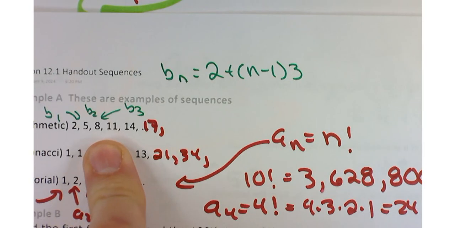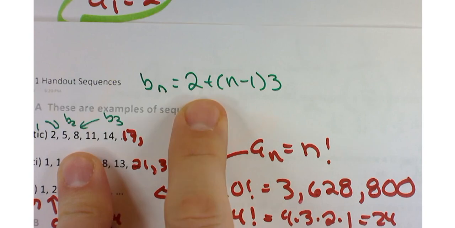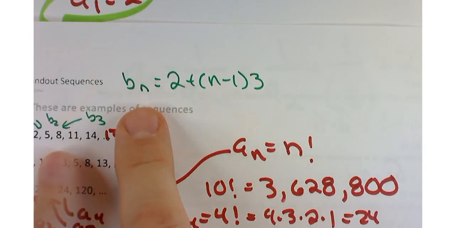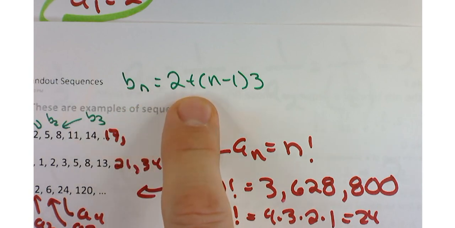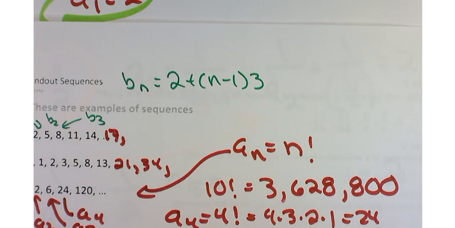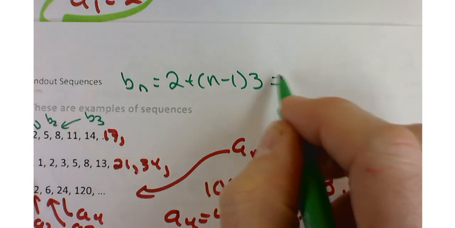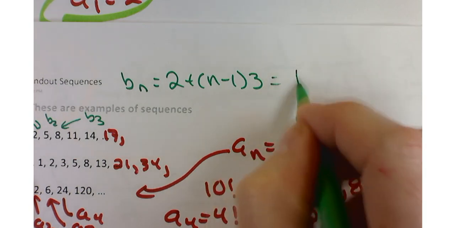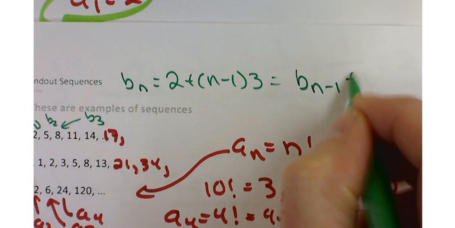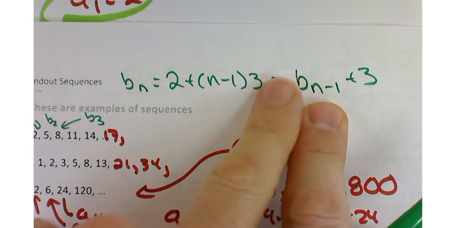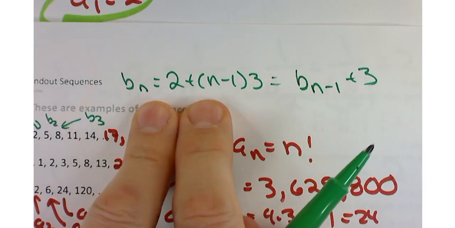You could actually write your arithmetic sequence. I wrote it like this. This is an explicit formula. If I wanted b sub 1,000, I could get the 1,000th term really easily. But I could also write this recursively. So I could write it as b sub n minus 1 plus 3. Just take the previous term and add 3. So that's a recursive version of this same sequence.